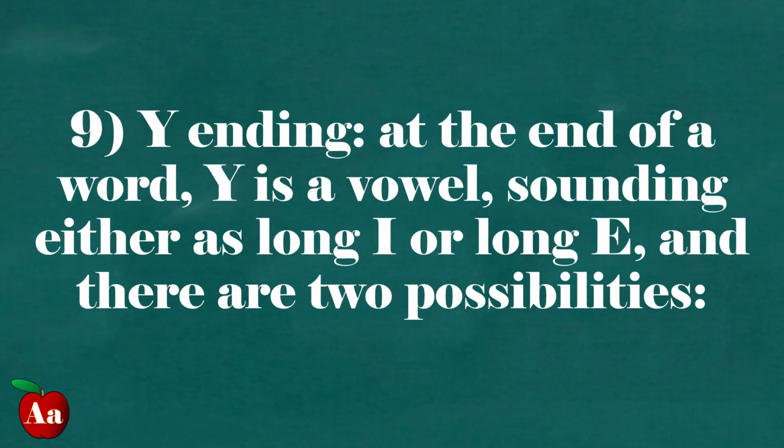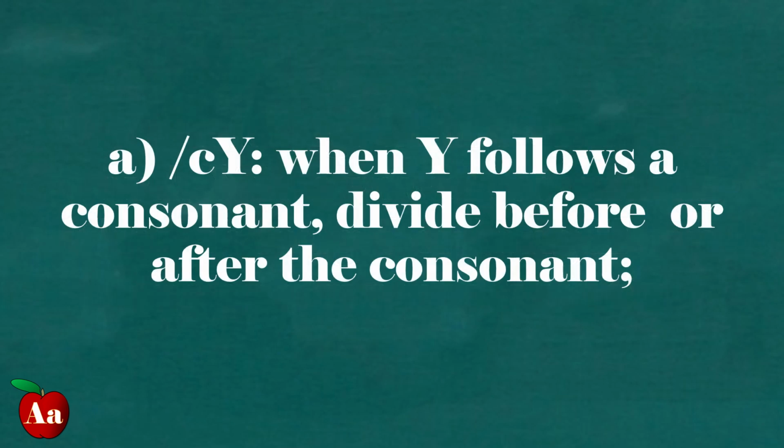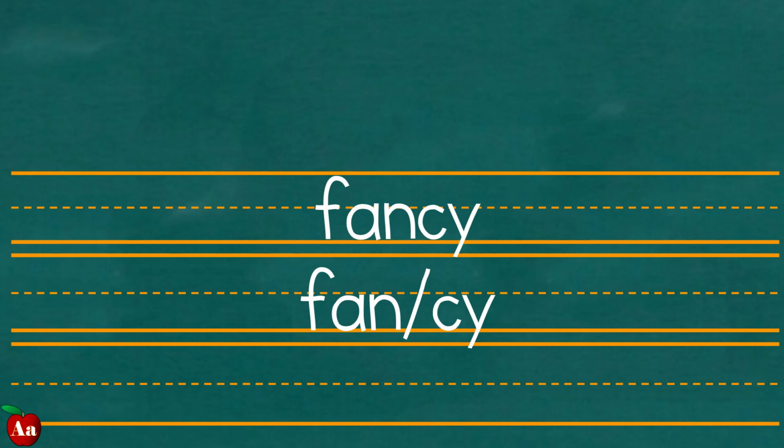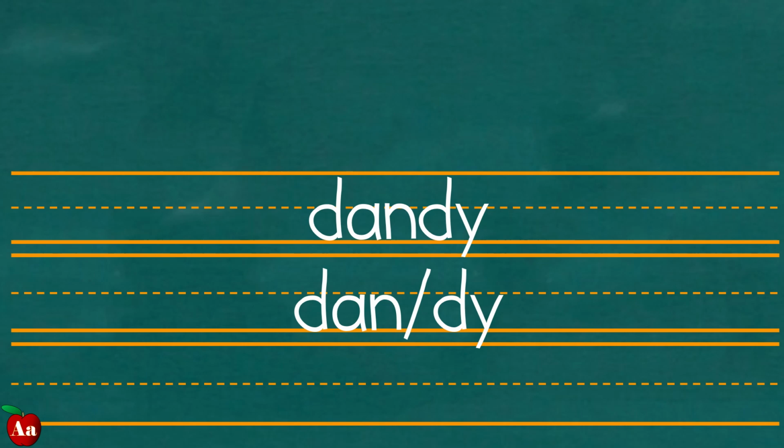Number 9, at the end of a word, Y is a vowel, sounding either as long I or long E, and there are two possibilities. A, when Y is followed by a consonant, divide before or after the consonant. Fancy is divided between the N and the C. Dandy is divided between the N and the D.